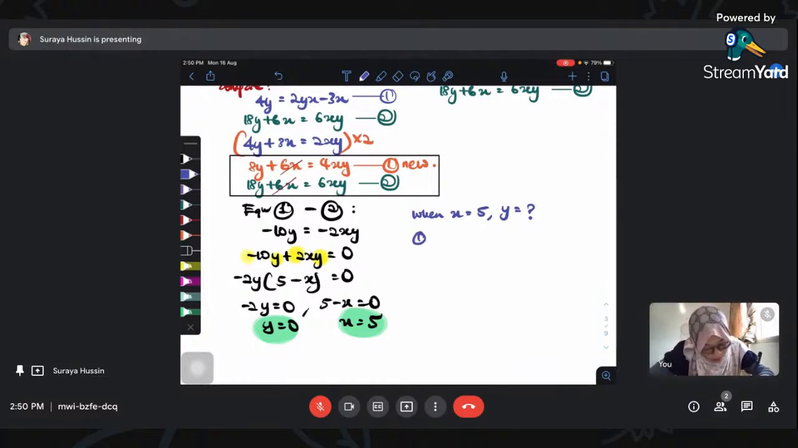Nak use equation yang pertama pun boleh sebab lagi senang. So 8y plus 6x times 5. X kamu adalah 5 lah dekat sini kan. So equals to 4 x kamu 5, y kamu tak tahu apa. So 8y plus 30 is equals to 20y. So here goes 12y is equals to 30.